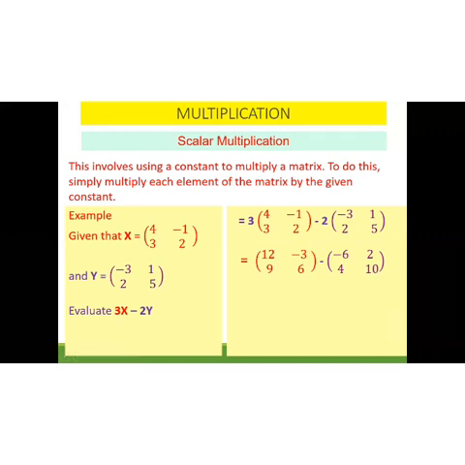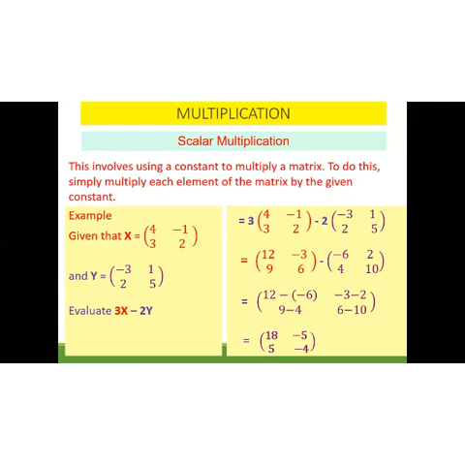Now we can apply our knowledge of subtraction by simply pairing the corresponding elements and subtracting them. So we should get 12 here minus 6. Like I said, be very careful with the minus signs. 12 minus 6 minus 3 minus 2, 9 minus 4, and 6 minus 10. That should give us 12 minus times minus gives us plus, 12 plus 6 is 18, minus 3 minus 2 is minus 5, 9 minus 4 is 5, 6 minus 10 is minus 4. So that's that for scalar multiplication. It's very easy peasy.